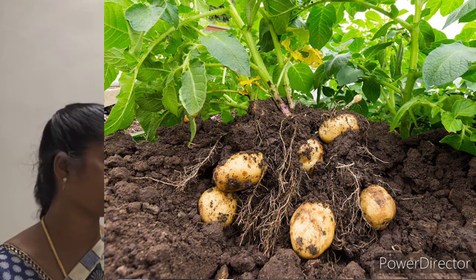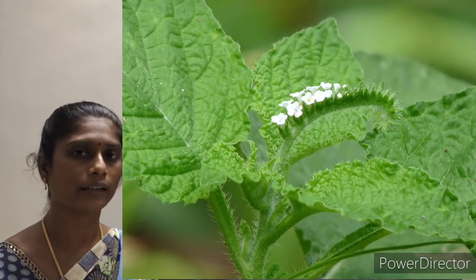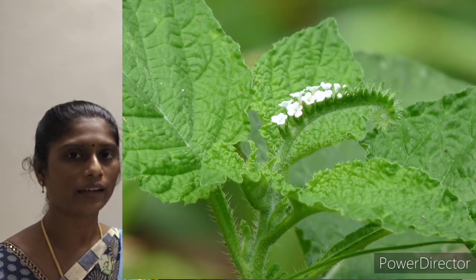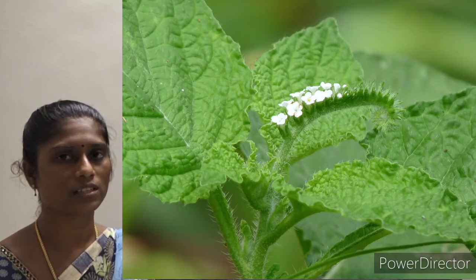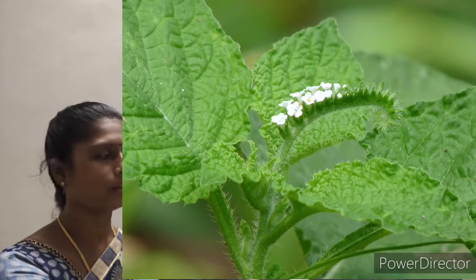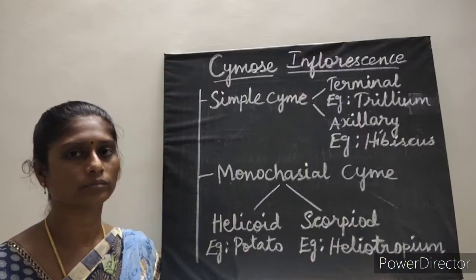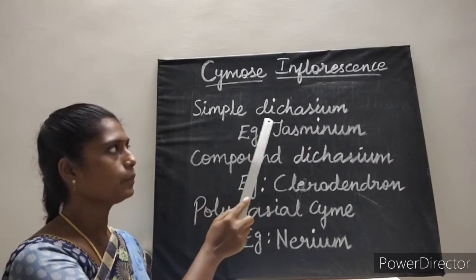Example potato. Scorpioid: here the axis develops alternately, and then it often becomes a coiled structure. That is called scorpioid. Example: heliotropium. The third type of cymose inflorescence is simple dichasium.